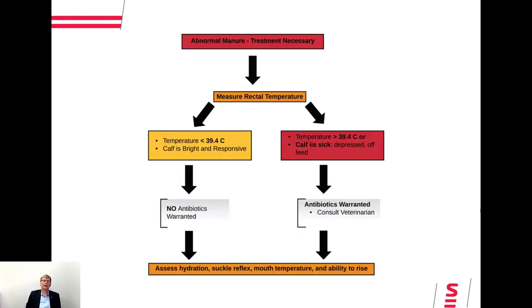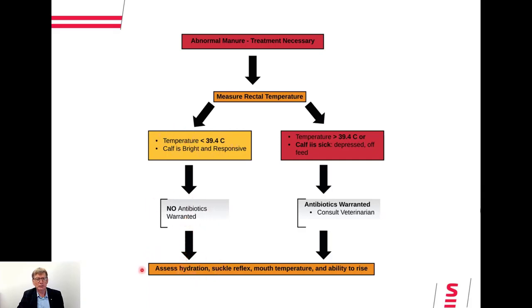So we're looking here at the abnormal manure. In other words, calves with a score 2 or 3, and we're going to do a rectal temperature measurement. So we have on the left side the temperature lower than 39.4, and the calf is bright and responsive. So there are three reasons why not to use an antibiotic. So no antibiotic warranted.